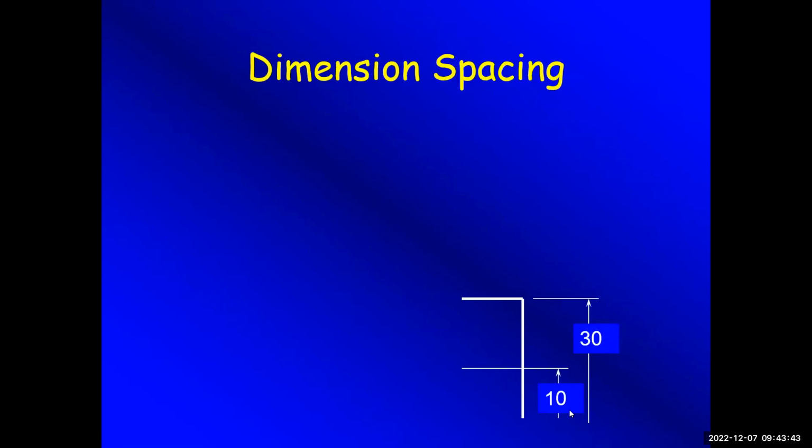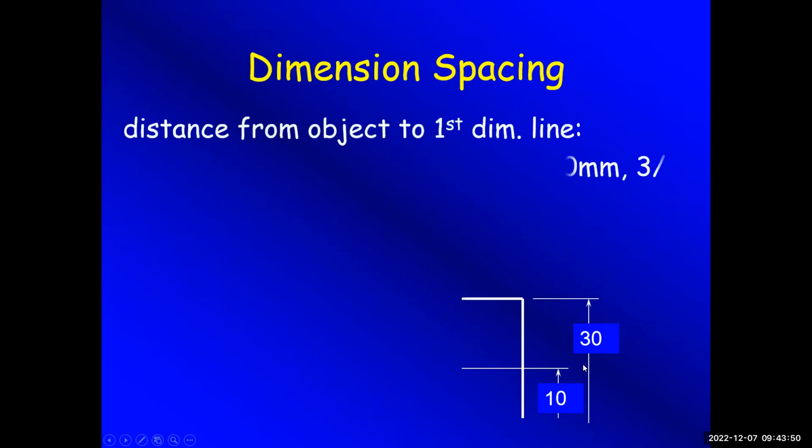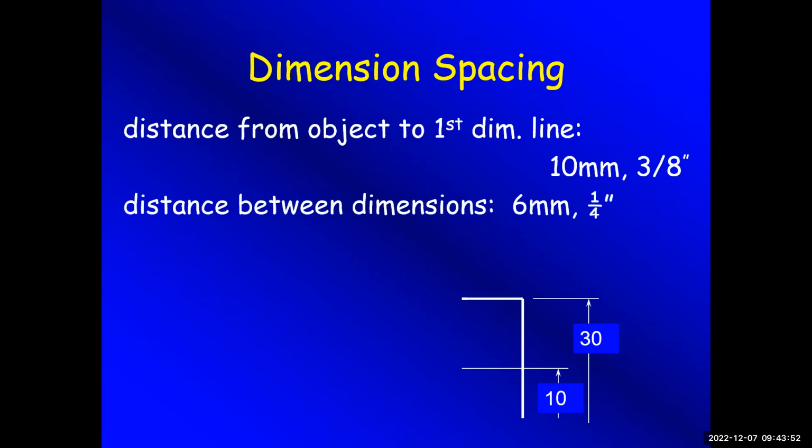Spacing. Spacing is typically 3/8 of an inch from here to here. And then it's typically a quarter. So first dimension line, 3/8 of an inch. Next dimension line, 1/4 of an inch. You can measure that if you want. I really just look for consistency.